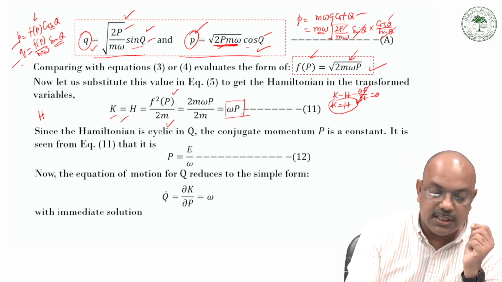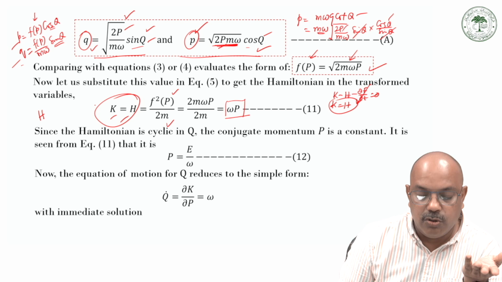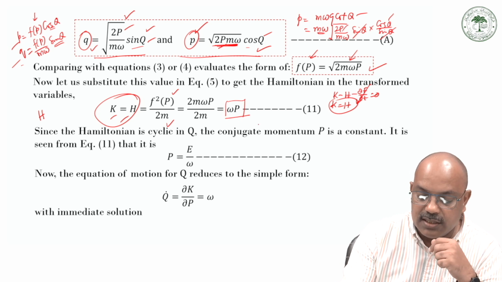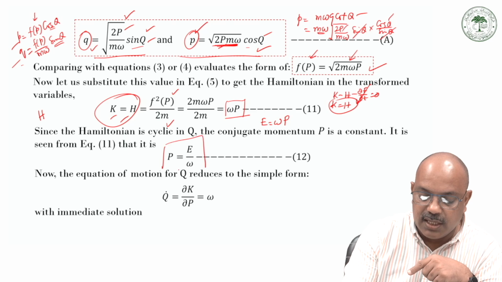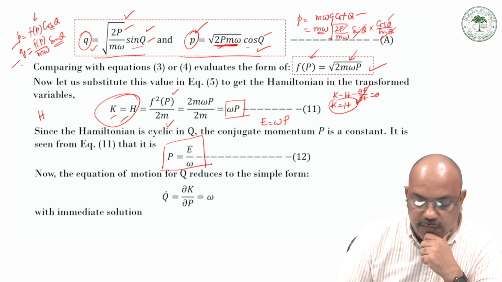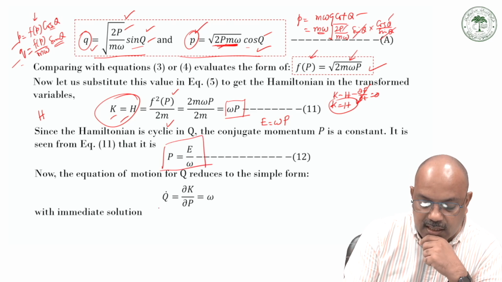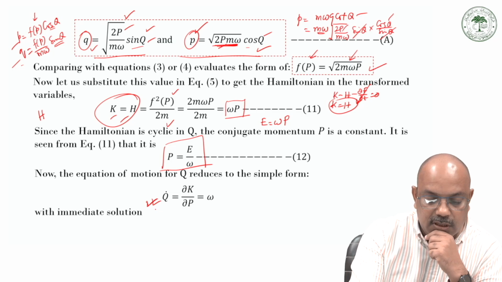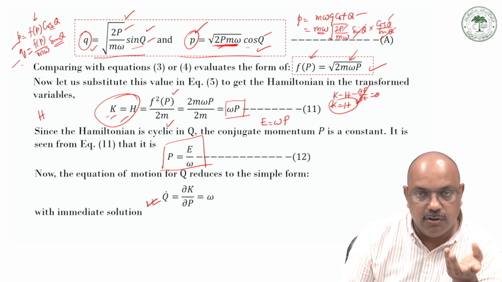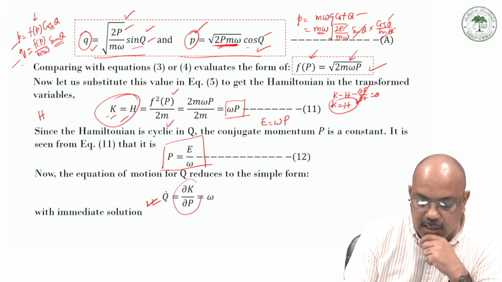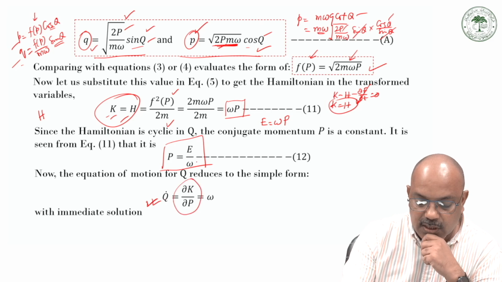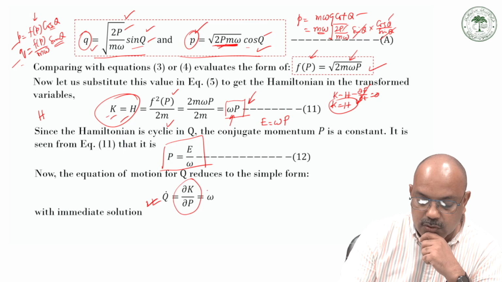Because this is the Hamiltonian, it is going to be the energy, so I can write E equal to omega p, so P is E by omega. And once you have P, I can find Q dot from the new Hamiltonian, from the generalized canonical equations, that is delta K by delta P. If you differentiate with respect to P, this is going to be omega. So Q dot is omega.